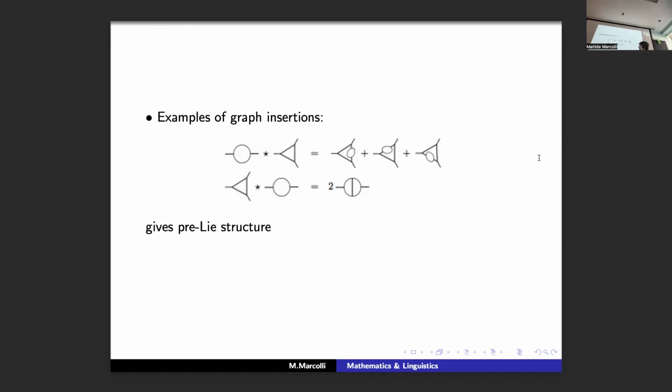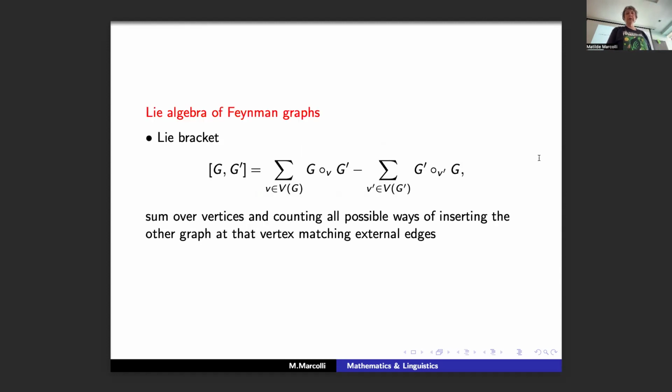And if I try to do it the other way around, now this has 3 external edges, so I can only insert it wherever I find a vertex of valence 3. And so there are 2 vertices of valence 3, and I can insert it either here or here, and in both cases I get this. Okay, so this is how the pre-Lie structure works. You search for all the possible ways where you can insert, and you do the insertion in all possible ways.